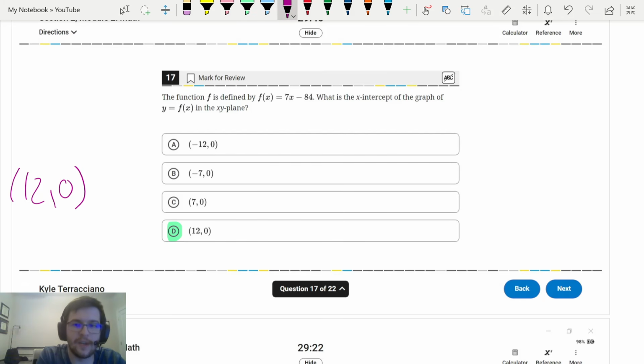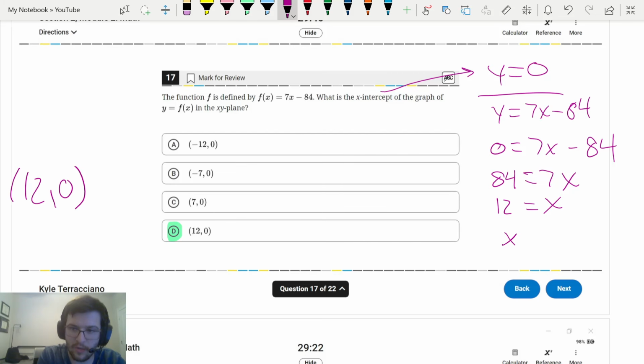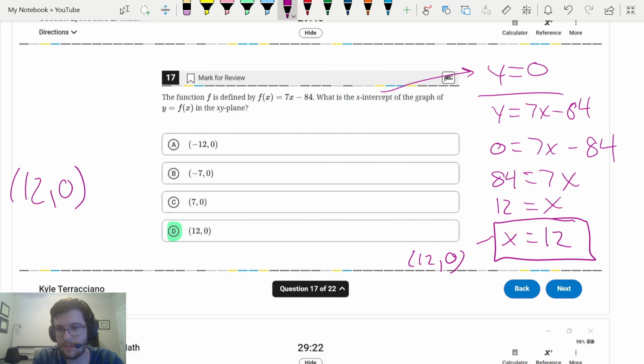You also got to know that for the x-intercept, plug in y equals 0. So y equals 7x minus 84. 0 equals 7x minus 84. Add 84 to both sides, and you get 84 equals 7x. Divide both sides by 7, and you get 12 equals x, or x equals 12. And we plugged in 0, so remember, it's 12 and then comma 0. Great.